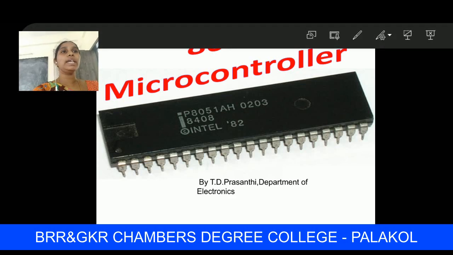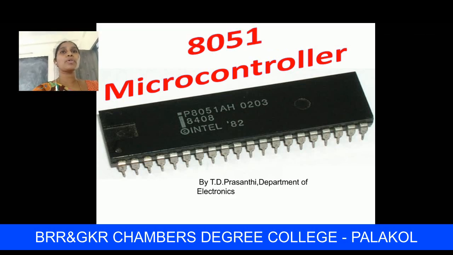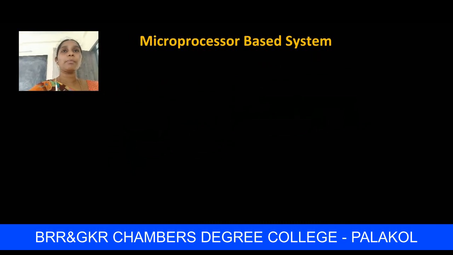That is microprocessor based systems. Here you all already know what is meant by a microprocessor. The microprocessor acts as a CPU. That means it will perform all the operations that a CPU can perform. So the microprocessor simply acts as a CPU.